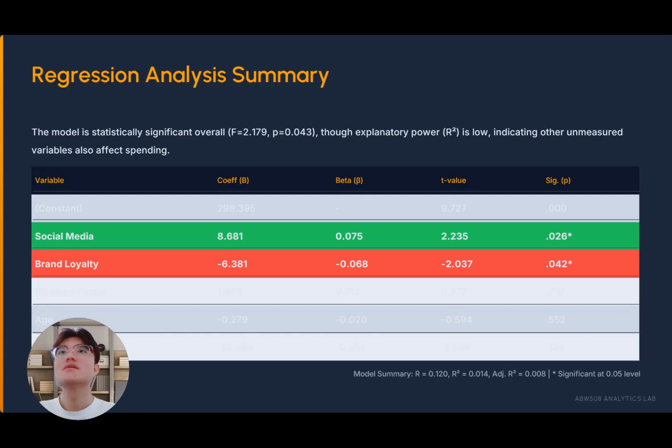Slide 10. Regression results. Here is the detailed statistical output. The overall model was significant with a p-value of 0.043. As you can see in the coefficient table, social media and brand loyalty are the only statistically significant predictors, with p-values under 0.05. Interestingly, discount factor, age, gender, and income level did not show statistical significance in determining the purchase amount in this specific model.